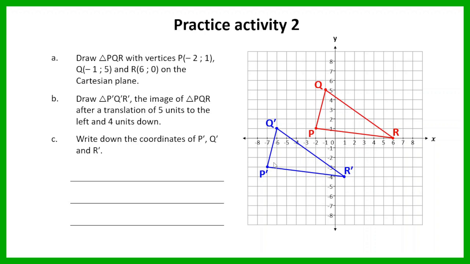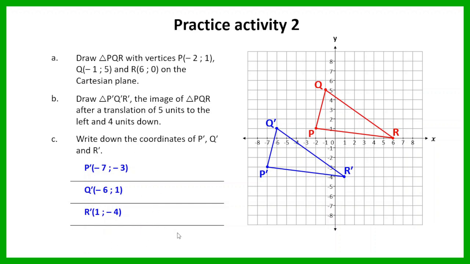Then your coordinates of the points P prime, Q prime, and R prime. P prime, you should have got the coordinates negative 7, negative 3. So that's what you should have got for that one. Q prime is the point negative 6, 1. That's over here. And R prime is the point 1, minus 4 over here. So that's what you should have got for each of those points.